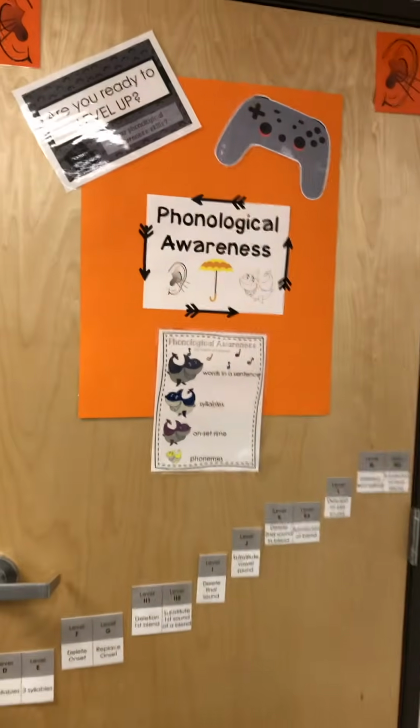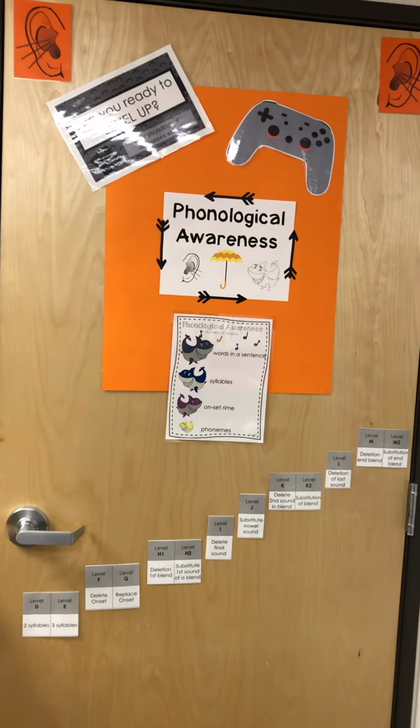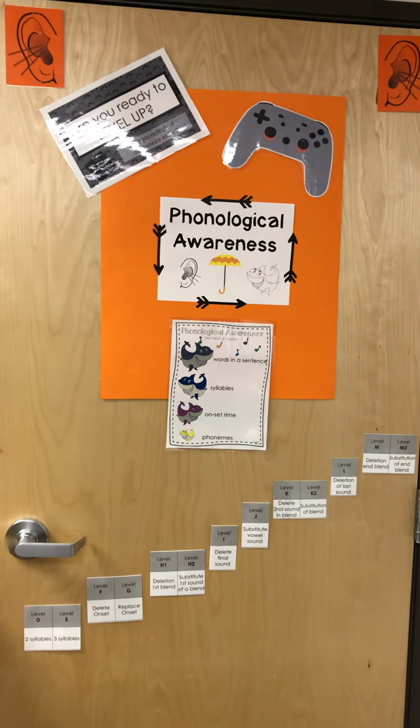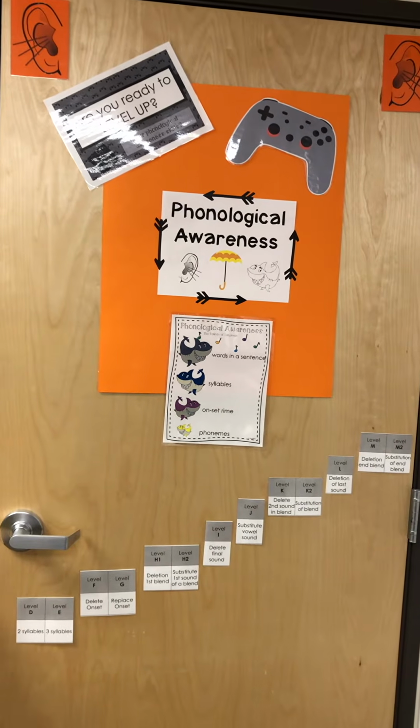Okay, so I start by making sure that all 5 components of reading are visible and that all of my bulletin boards are usable. I want to make sure it doesn't just look pretty, it's something that we can reference and is purposeful information for students to access.